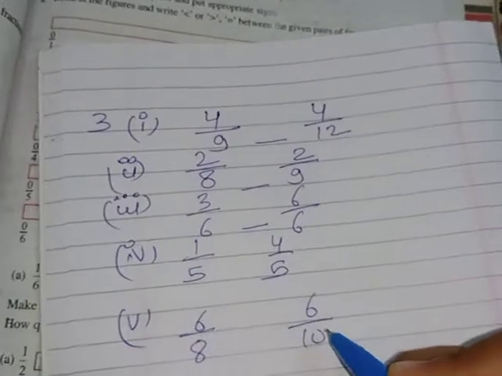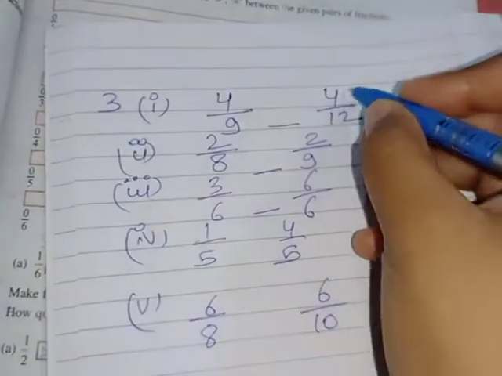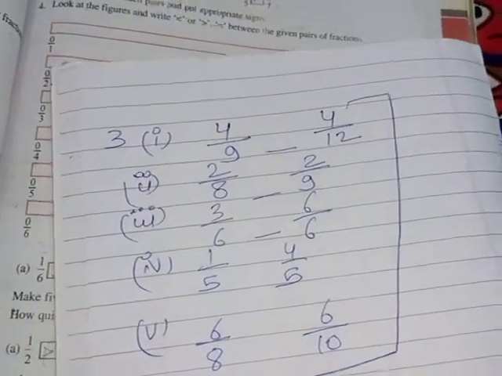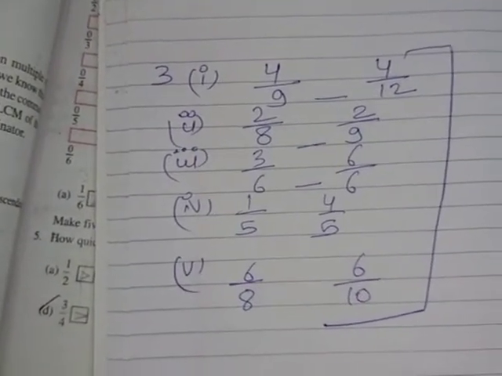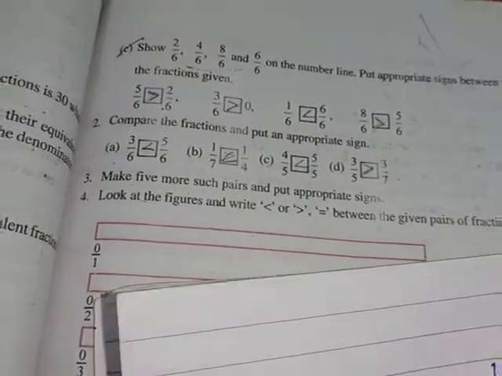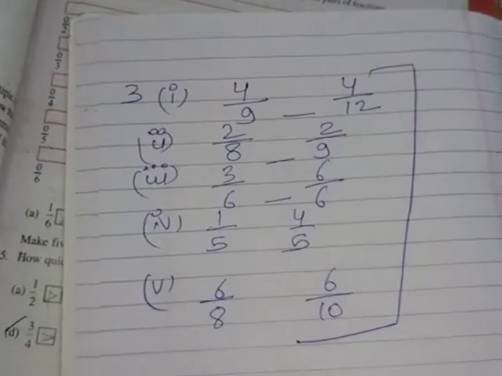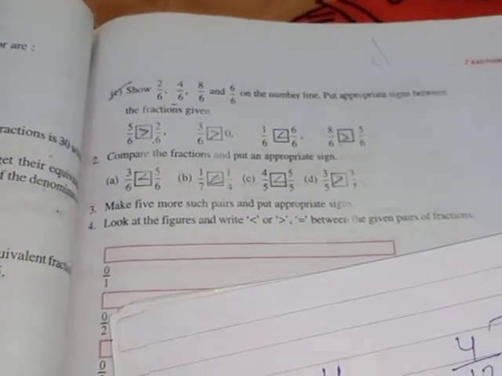Okay, so these questions from 1 to 5, do them on your own. The question was make 5 more such pairs. You have to make the pairs. So pairs I have given here, and put appropriate sign. The sign you put on your own, as I have explained in the previous clips. Go through those clips and then put the appropriate sign.